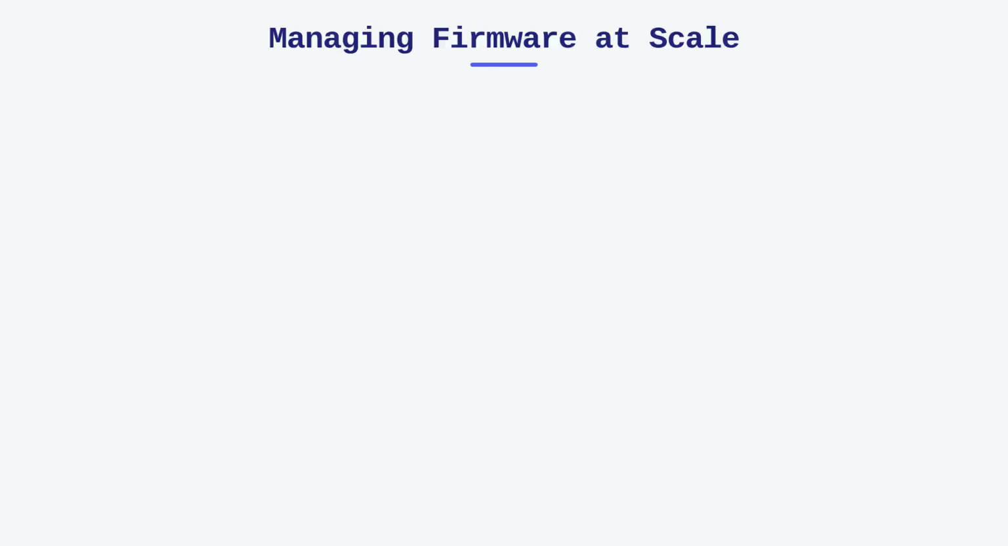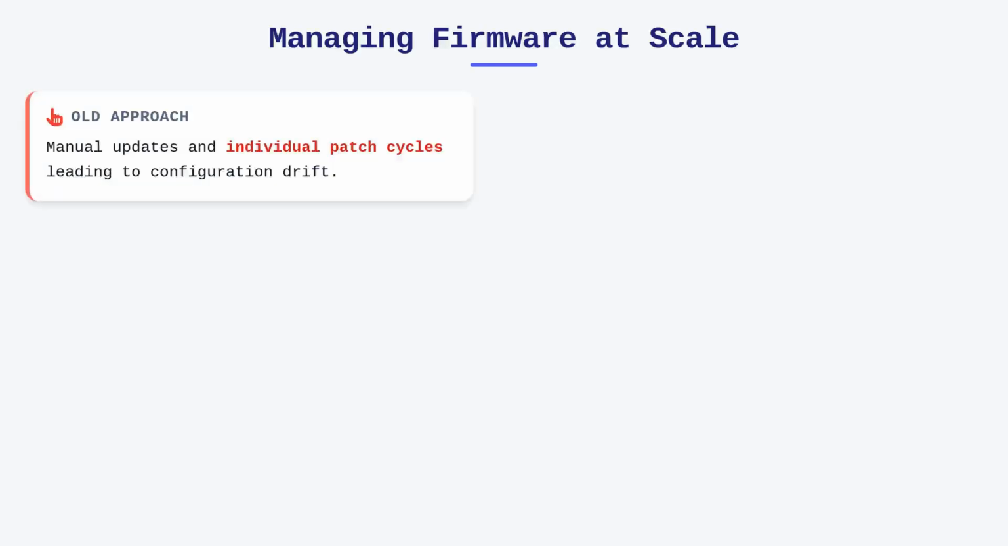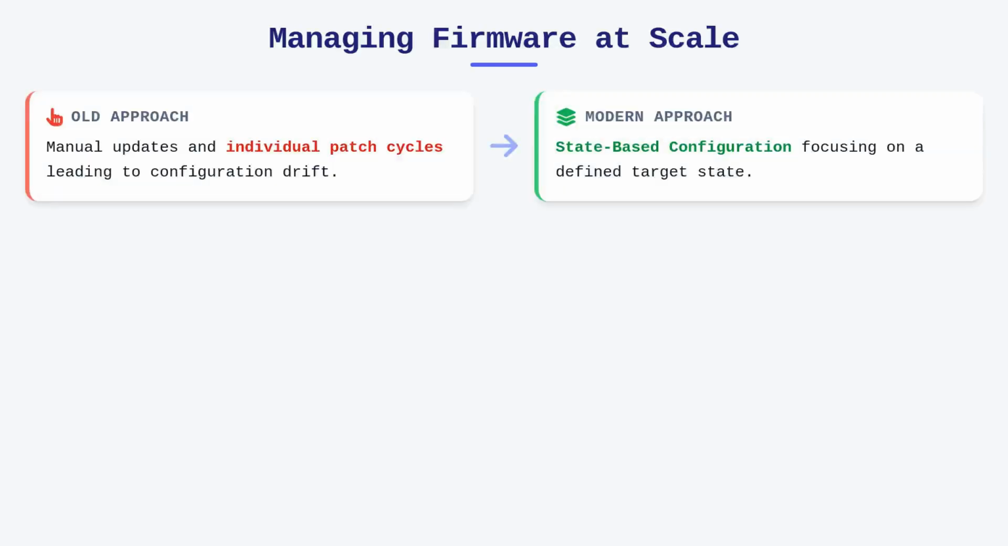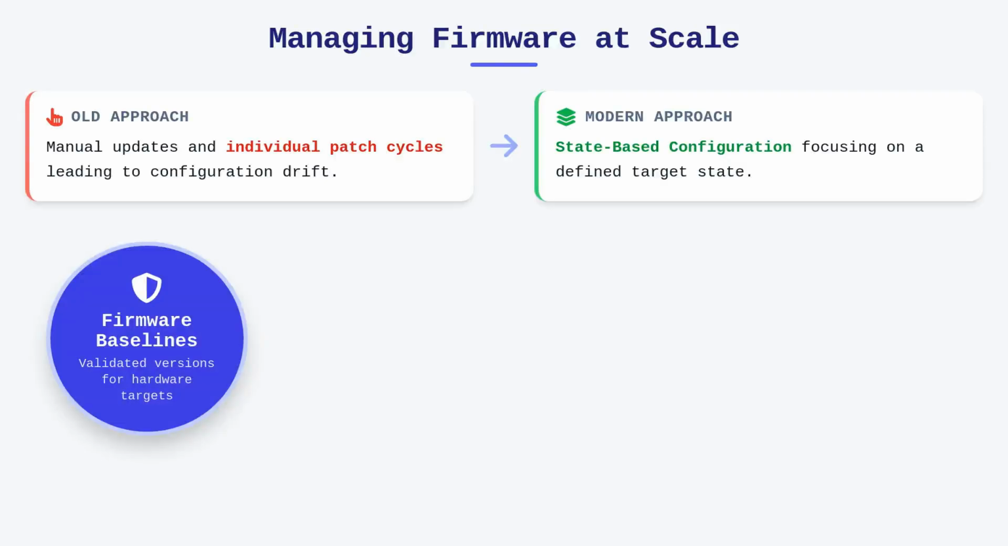Managing firmware at scale requires a shift from manual updates to a state-based configuration model. Firmware baselines represent a defined set of firmware and driver versions that are validated for a specific hardware target, ensuring that the entire compute environment remains in a known, stable, and supportable state. When we deploy these baselines, we rely on the logic provided by the service pack for ProLiant, which acts as the foundational repository for these validated releases.